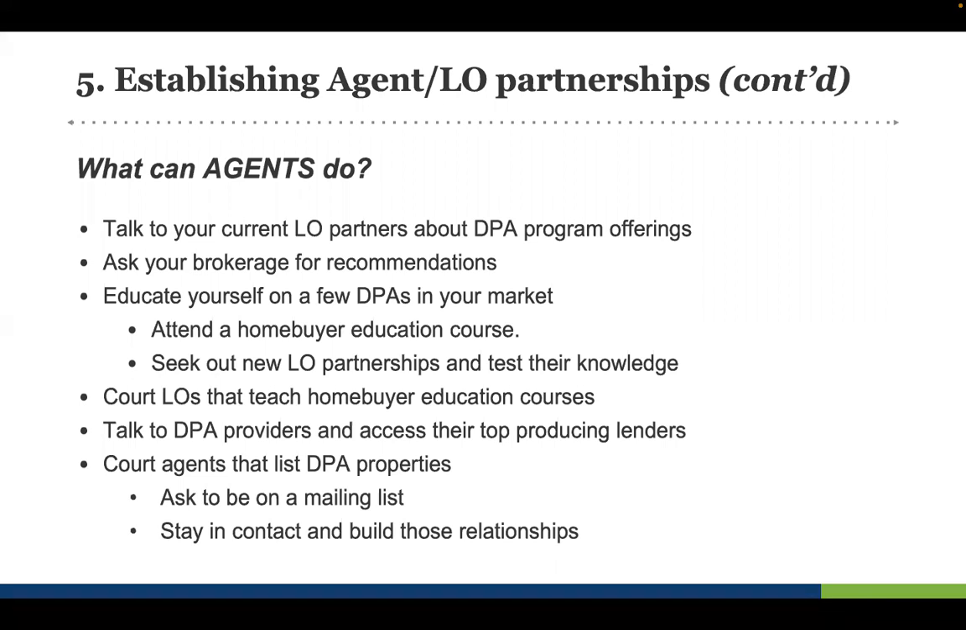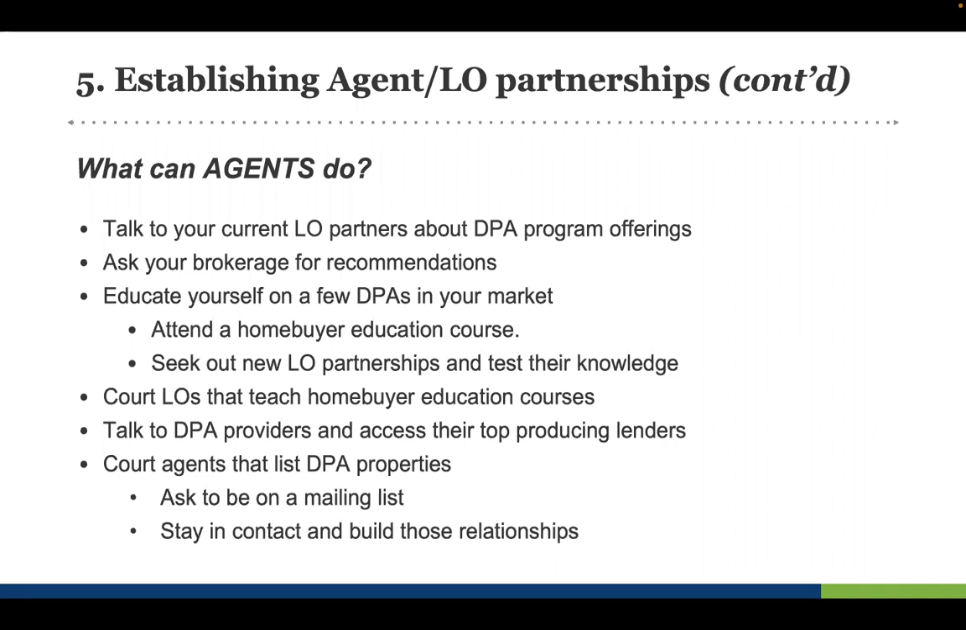You'll learn a lot about at least the messaging that's being given to the aspiring homebuyer in that homebuyer education class. And that might help you in your marketing and your outreach, to take that message and cater it to your audience. Agents, court loan officers that teach homebuyer education classes.